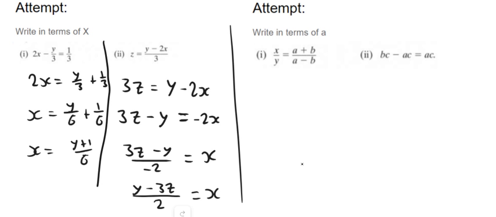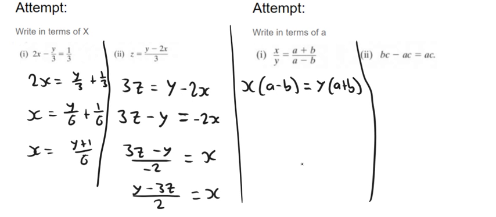This one here then, first thing I'm going to do is cross multiply. I have two fractions and an equal sign in the middle. Therefore, a lot of the time, the easiest thing to do with those is just cross multiply. Therefore, I get x(a minus b) is equal to y(a plus b). Multiply in the x and the y: ax minus bx is equal to ay plus by.